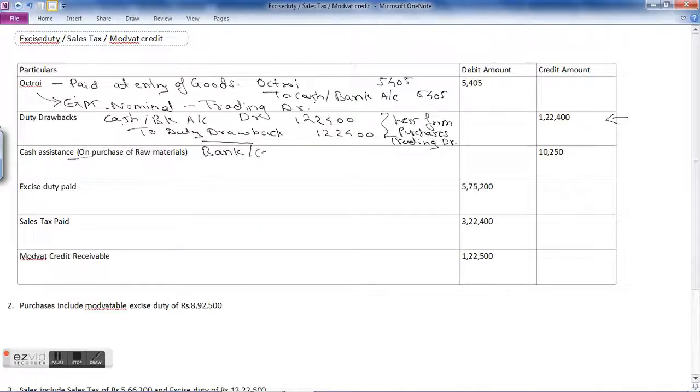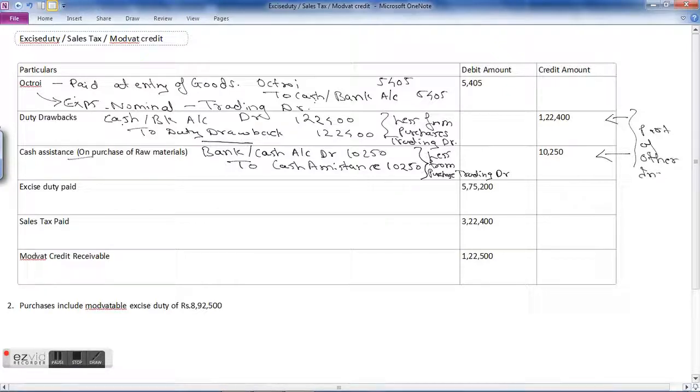Bank or cash account debit 10,50 to cash assistance. Okay, so this is also some kind of income or additional benefit which is received on the purchase of raw materials. So since this is also related to purchase, less from purchases on the trading account debit side. Alternatively, this can also be taken as a part of other income.